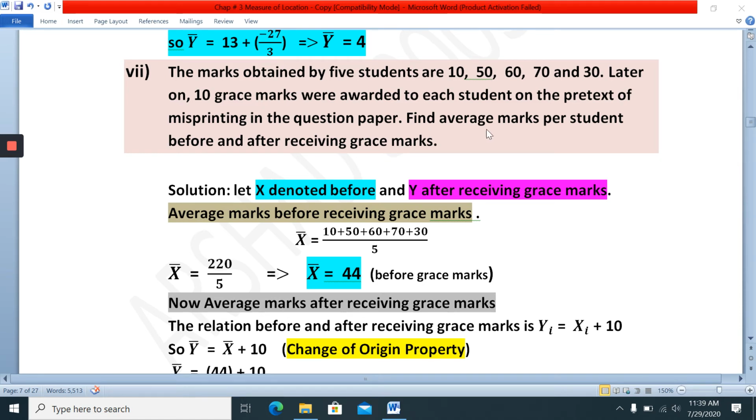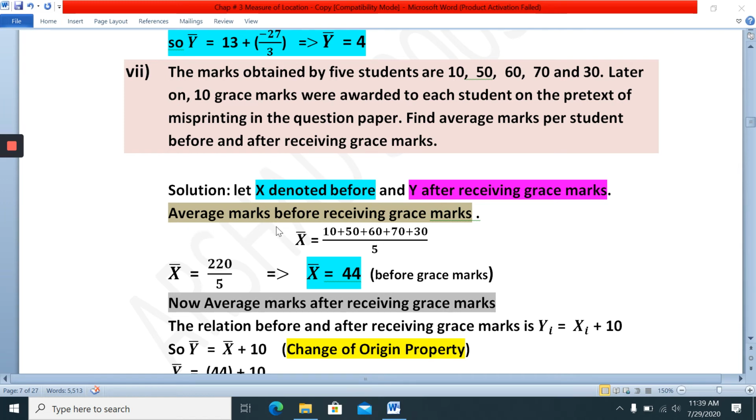First find the average before grace marks, then find the average after grace marks. So this is the property of change of origin and scale. Let X denote the marks before grace marks, and Y denote the marks after receiving the grace marks. Now they are asking two types of average: the average of the students before and after. So first find the average before.